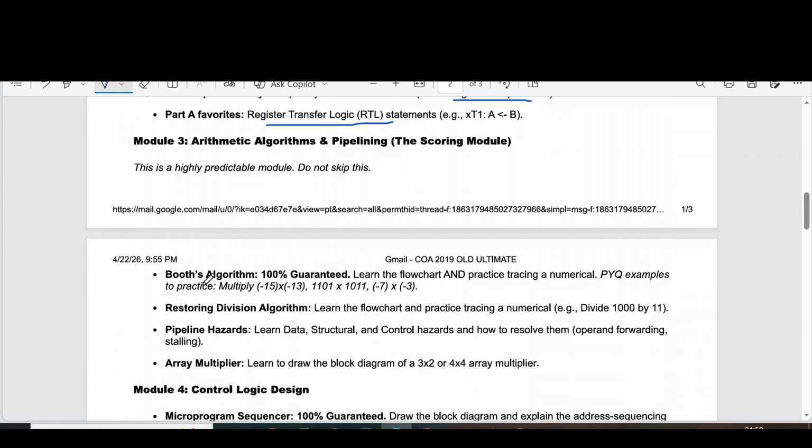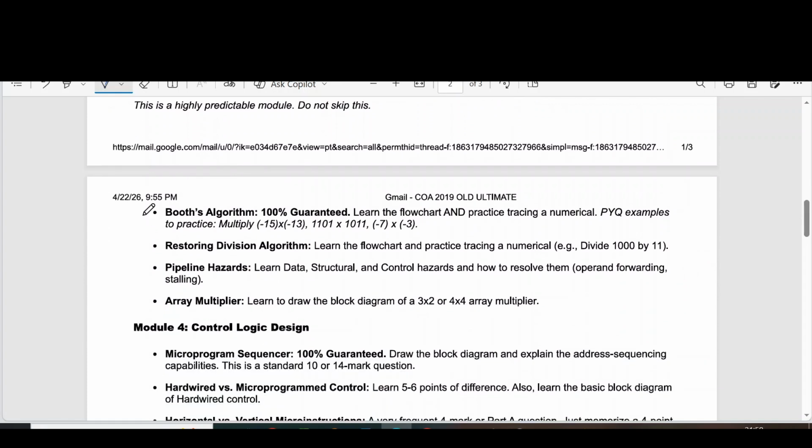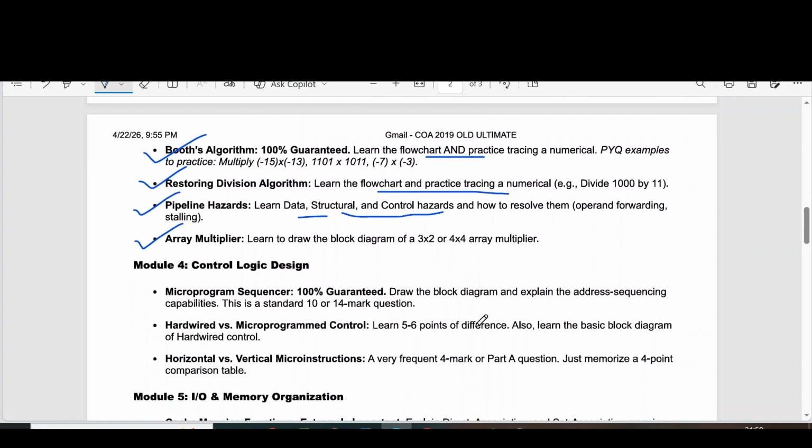Then coming to module 3, arithmetic algorithms and pipelining. In that, first question is Booth's algorithm. Learn the flowchart and practice tracing a numerical. Second question is restoring division algorithm. Learn the flowchart and practice tracing a numerical. Then pipelining hazards. Learn data, structural and control hazards and how to resolve them. Then array multiplier. Learn to draw the block diagram of a 3x2 or 4x4 array multiplier.